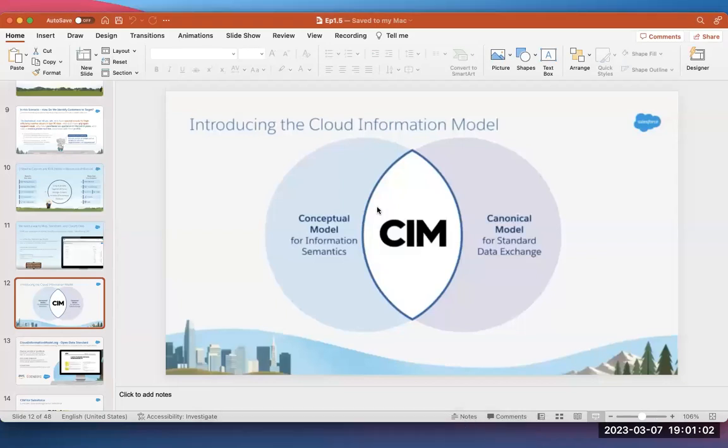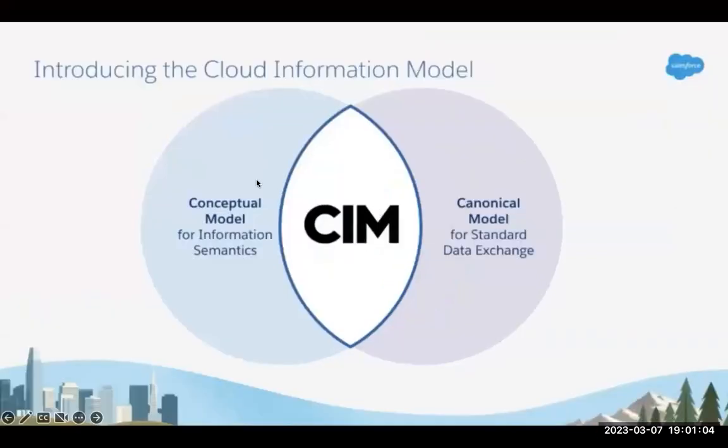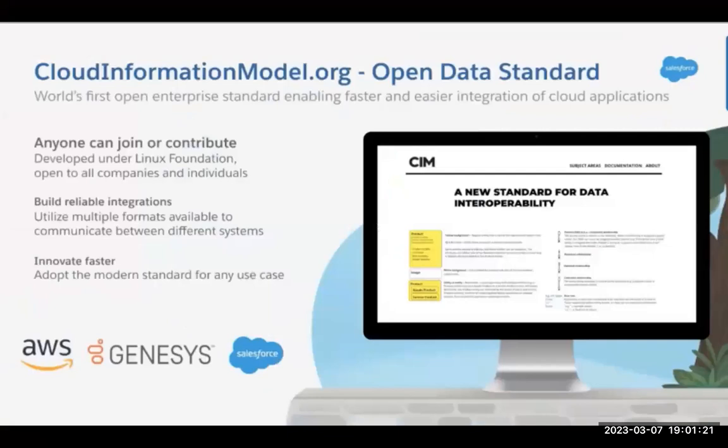Yes. So the CIM is nothing but the Cloud Information Model. It is a standard framework designed for enterprise data model architects. It gives you two kinds of models, one conceptual model and the other a canonical model. In a simple nutshell, this is an open standard framework, which is very lightweight, very fast, and can easily adapt to all the cloud applications.